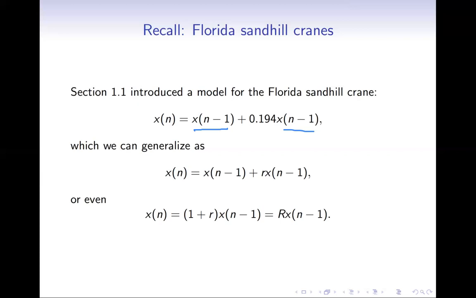Notice that in this equation, we could actually factor an x of n minus 1 out of both terms on the right-hand side and rewrite it as x of n equals the quantity 1 plus r times x of n minus 1, where again, r is the net growth rate for the population. And if we do a simple substitution for 1 plus r, and now call it capital R, then we can write that even more simply as x of n is equal to capital R times x of n minus 1.